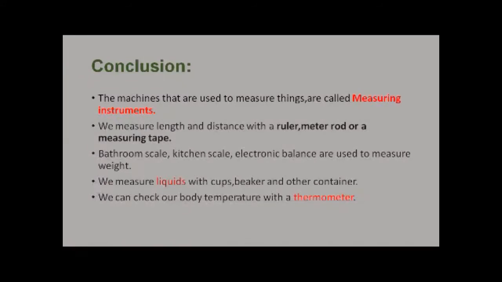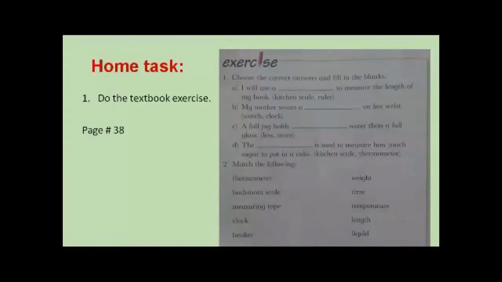These are the main points of the topic. Okay, read the lesson carefully. Now, beta, home task. Take a picture of this home task. What will you do? You will make a title page of unit number 8, measuring instruments. Okay, then you will start your homework in your fair copy.